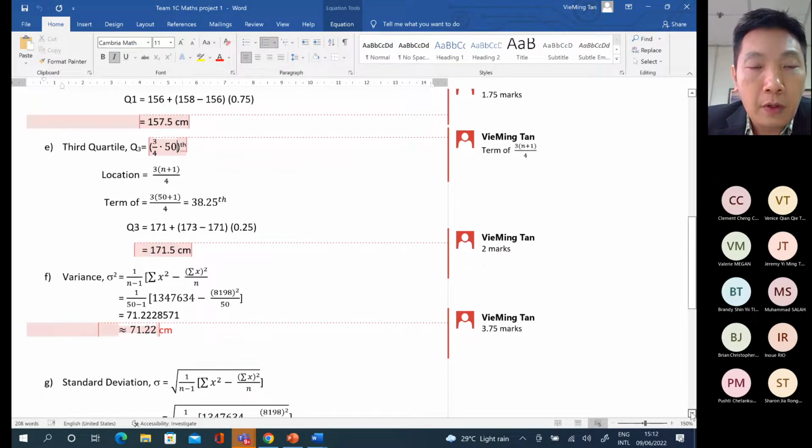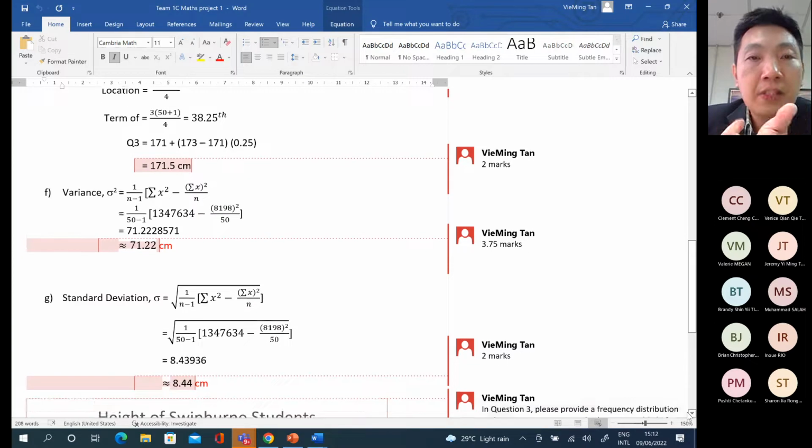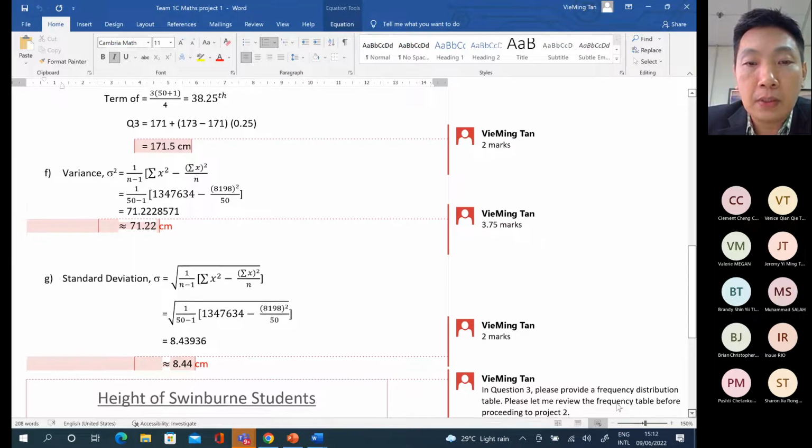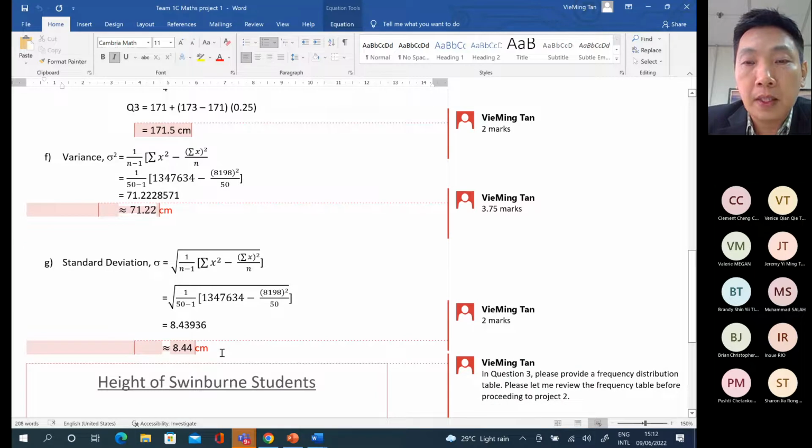For part F, the variance value is correct, but you forgot to put the unit for the final answer. The unit is in centimeter for your case. So cut 0.25 mark. The standard deviation also has to have centimeter as the unit of the final answer.